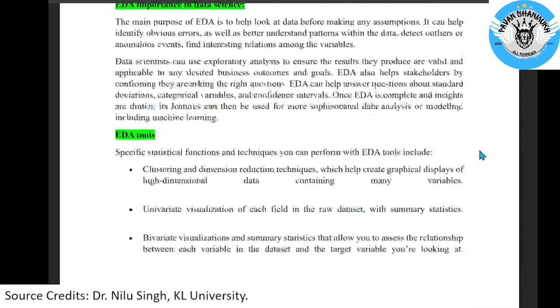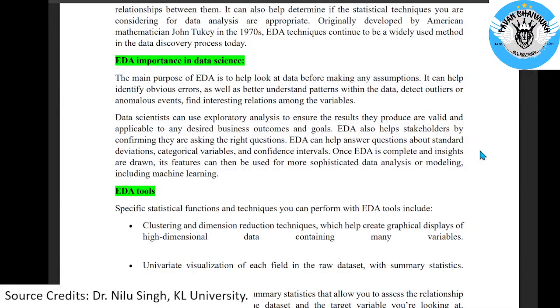So, what is the importance of this EDA? Like, why is it needed? See, before making any assumptions, we have to look at the entire data. We can't stick to one particular assumption and think that particular data is only up to that, and we can't go beyond it.